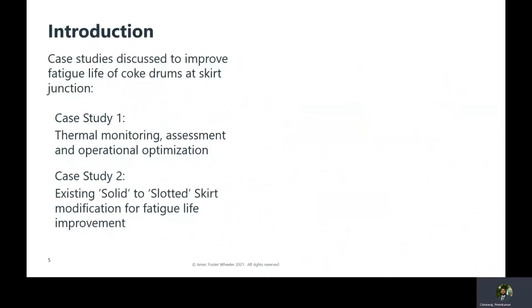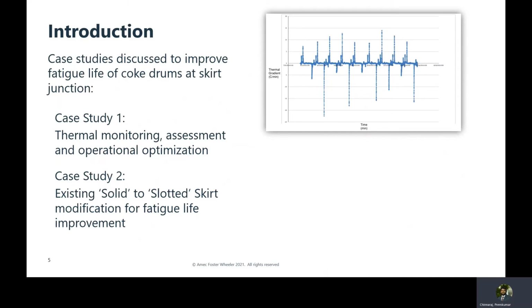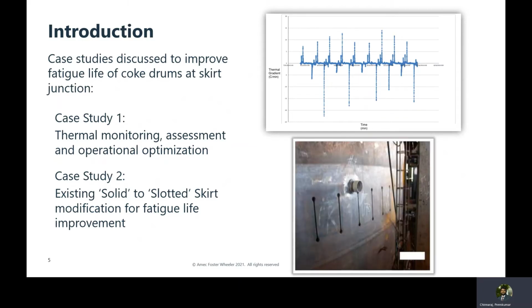Skirt junction area is one of the prominent locations that experiences frequent cracks due to fatigue. In today's presentation, we will be discussing two case studies that resulted in improved fatigue life of this particular location. First case study discusses the operational optimization performed in a DCU after startup. And the second case study discusses online repairs and modification of skirt to improve fatigue life of the drum.